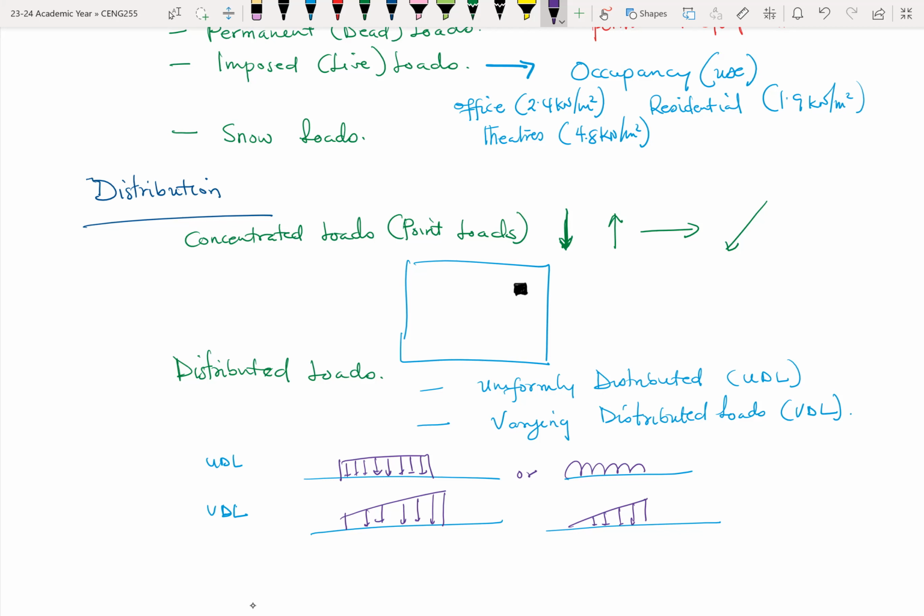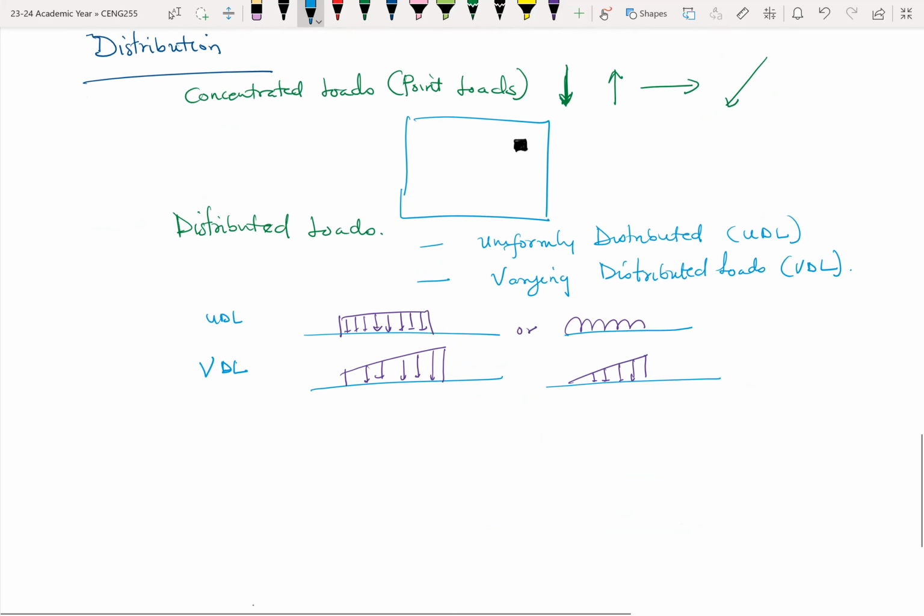The UDL follows a rectangular shape, while the VDL, my U and V are about the same. So let me, okay. So the VDLs follow these triangular, trapezoidal, trapezium-like shapes. Okay. So when analyzing them, you try to understand them as though they are shapes, and that makes the analysis fairly straightforward. Okay.